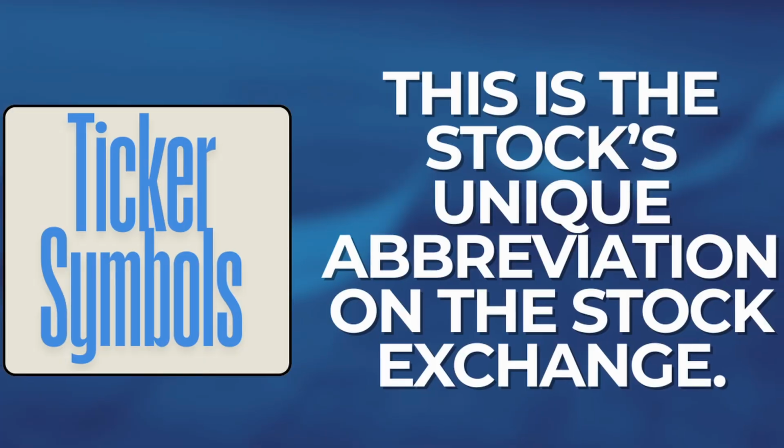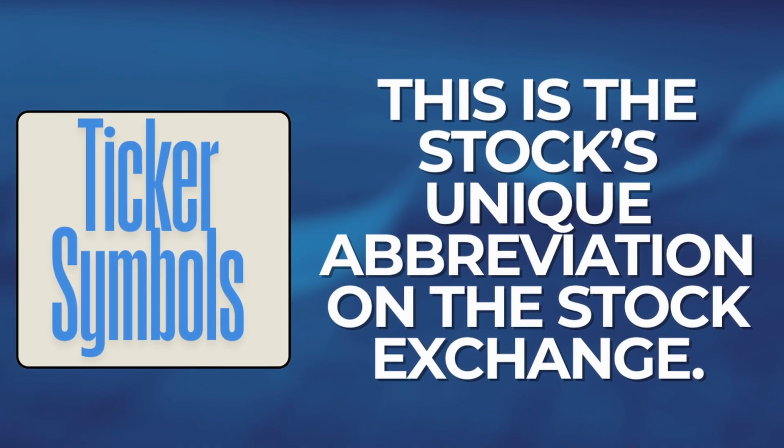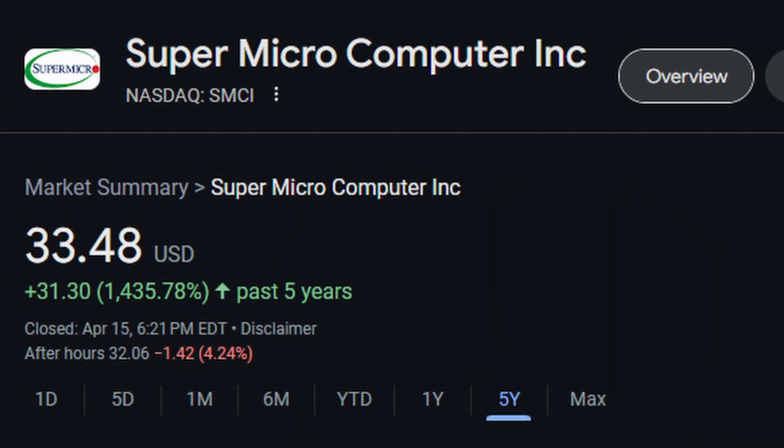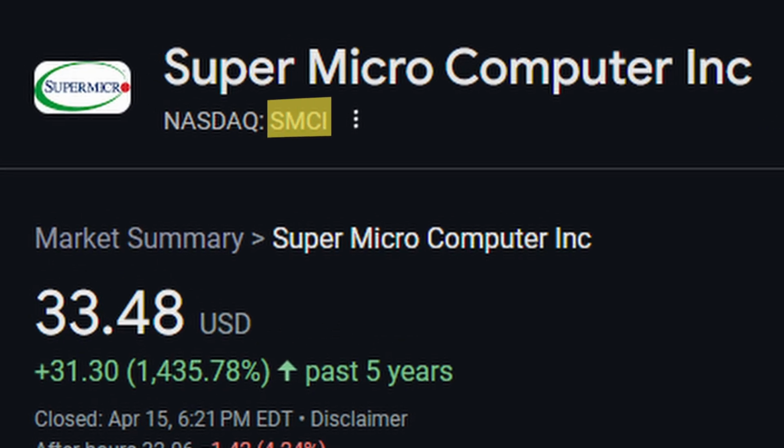Ticker symbol. This is a stock's unique abbreviation in the stock exchange. Apple's ticker symbol is AAPL. So you use that abbreviation to search in that stock market for that specific company. This is really helpful when you have a company with a very long name and you don't want to type it out every single time, and you can just use their short couple letter abbreviation to find them.